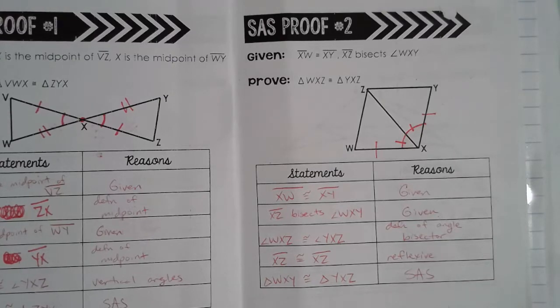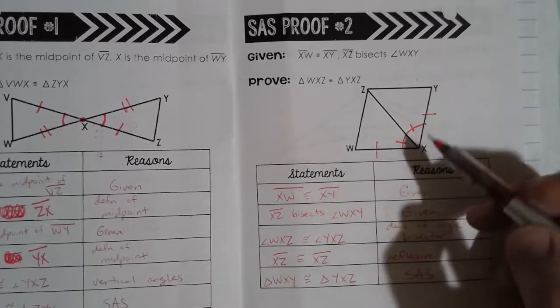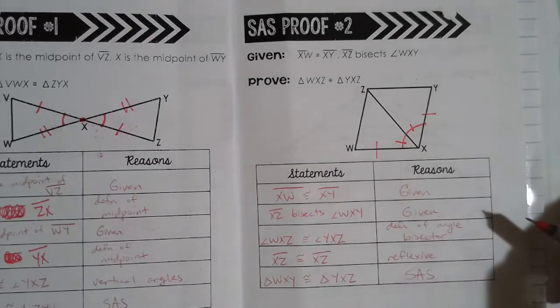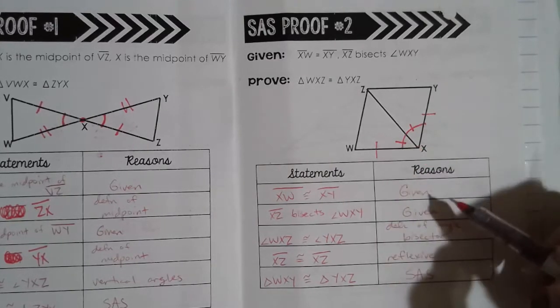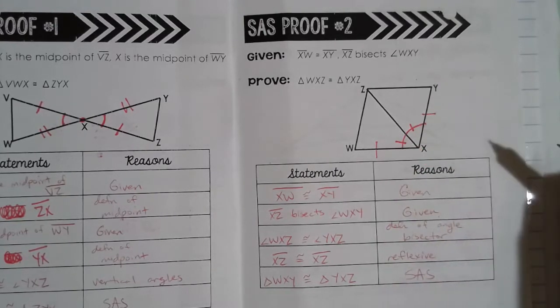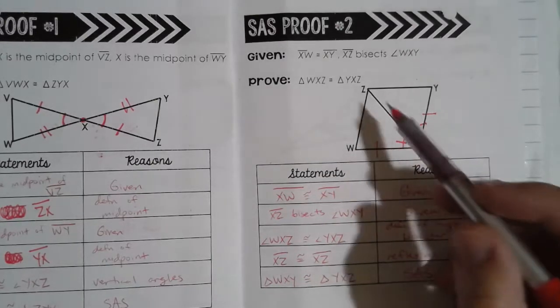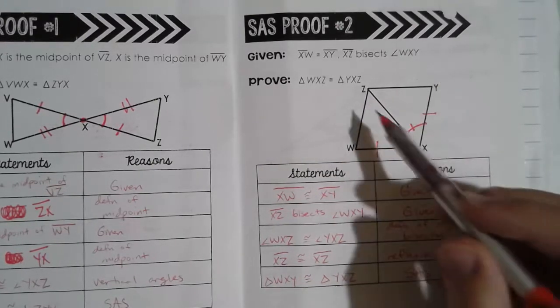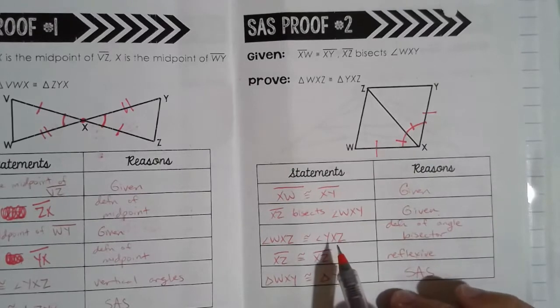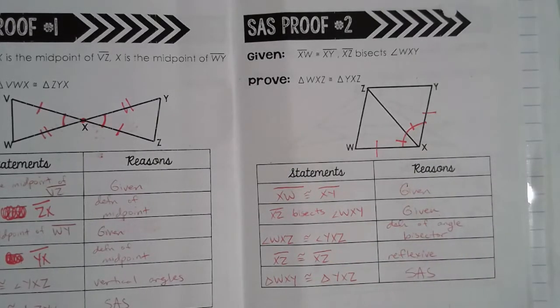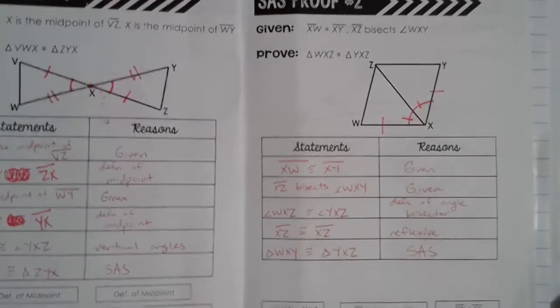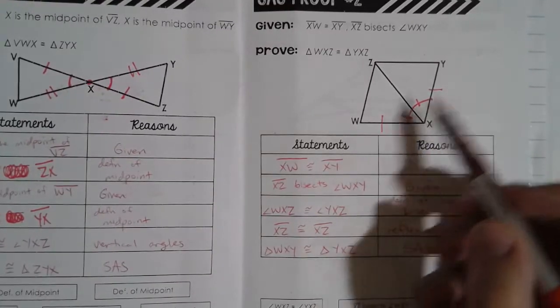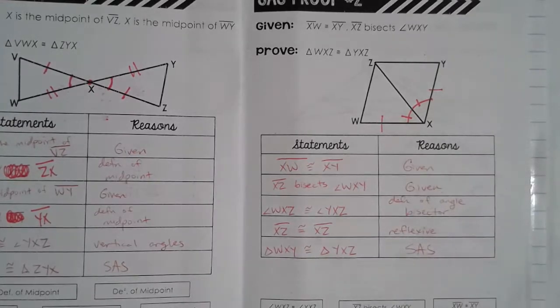So knowing that XZ bisects angle WXY, then we know that that creates two smaller angles. And so these two smaller angles will be angles WXZ and YXZ, and those two angles will be congruent by the definition of an angle bisector. So now at the moment, I have got a set of congruent sides, a set of congruent angles.